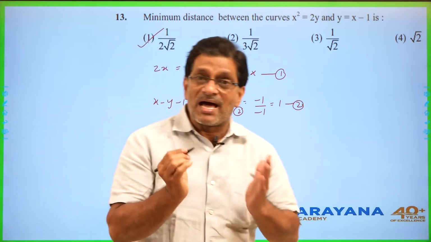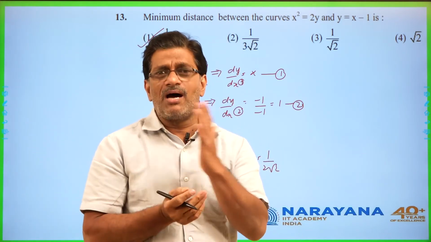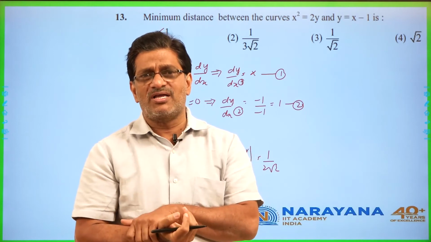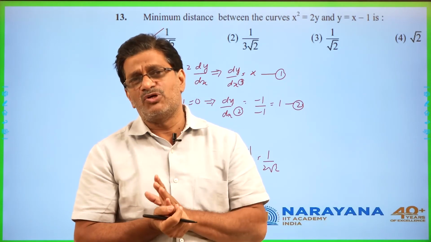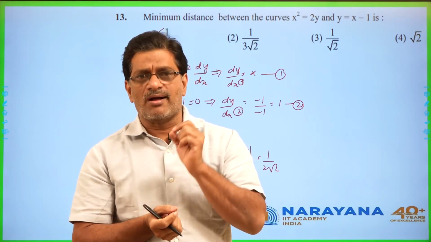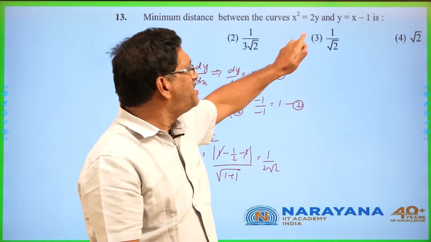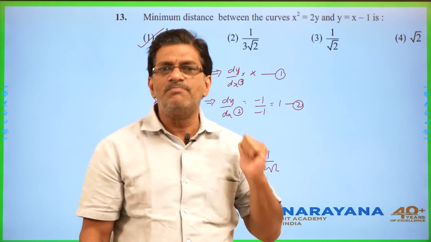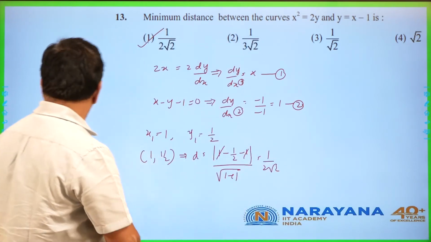But in case a parabola and an ellipse, or a circle and an ellipse are given, there is a completely different procedure. That is, the shortest distance occurs along a common normal. Here, this being one of the cases with a line, we can simply solve like this. Let us go to the next question.